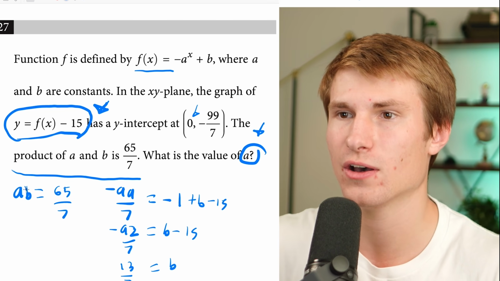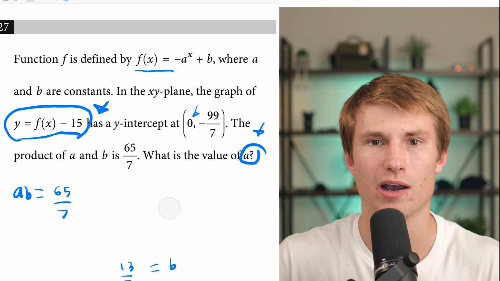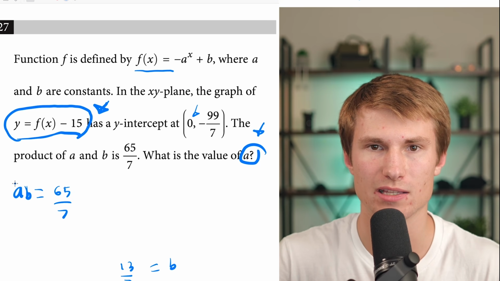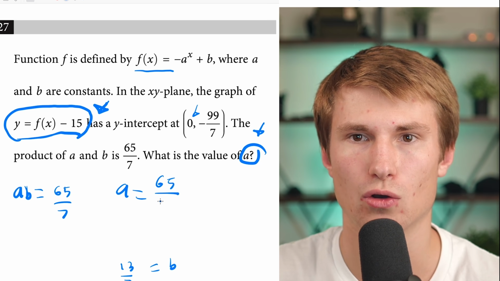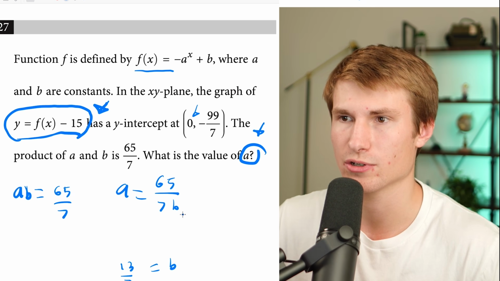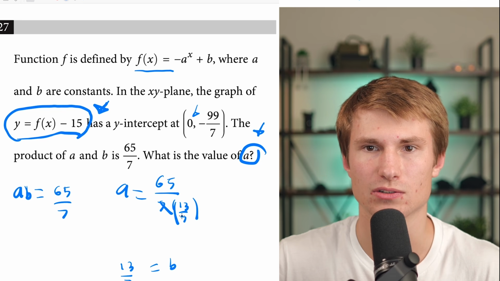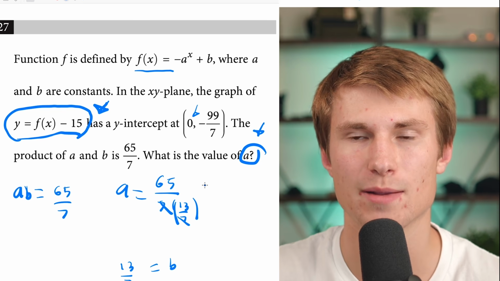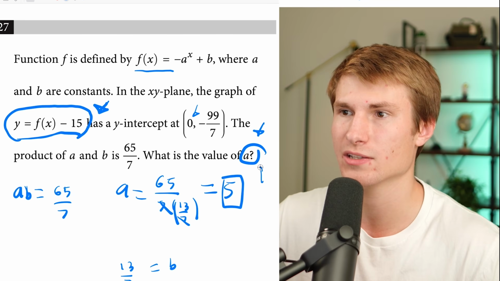All right, so now that I have my value of b, I can go back and solve for the value of a. Now, how can we do that? Well, if we go ahead and divide both sides by b here, we would get a is equal to 65 over 7 times b. Okay, well, we know that the value of b is 13 over 7. So if we plug that in for the value of b, we see that these 7s are going to cancel, and we're going to be left with 65 divided by 13, which is going to equal 5. So our answer for the value of a, which we're asked to answer with, always check that, is 5.